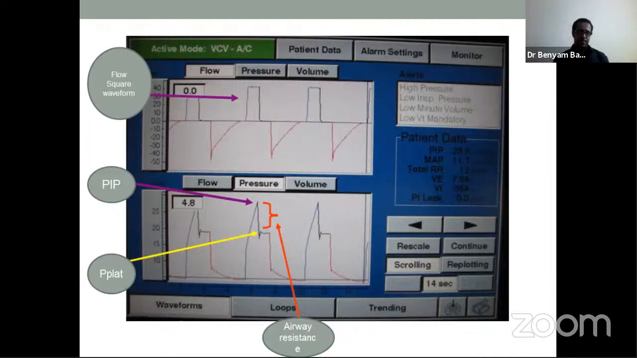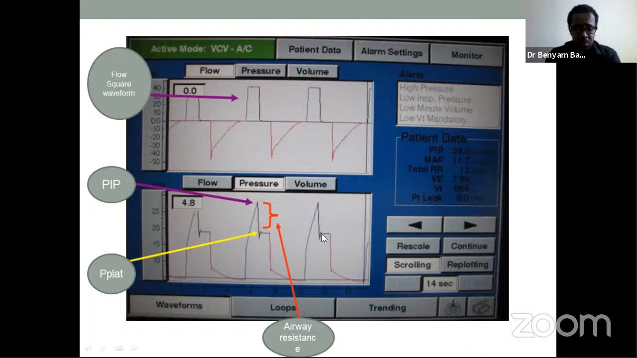On the flow, we have chosen the square waveform. You will be able to see the peak inspiratory pressure and the plateau pressure. The time from here to here will be the inspiratory hold time, and it will be represented on the graph here, followed by exhalation. As you can see here, the peak is high and the plateau is also high.